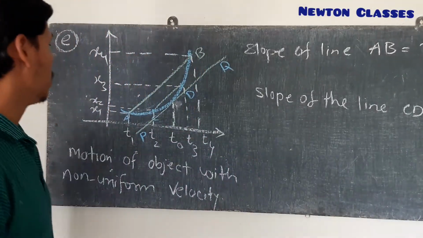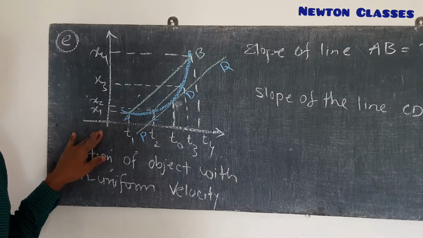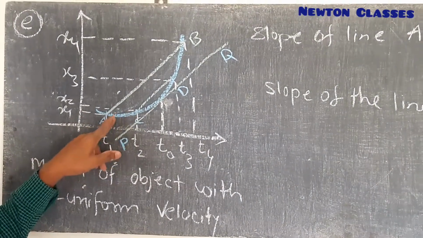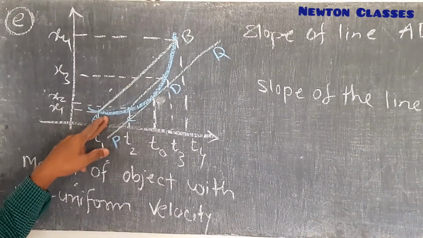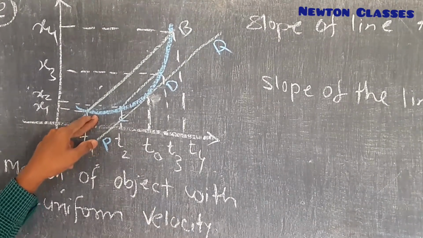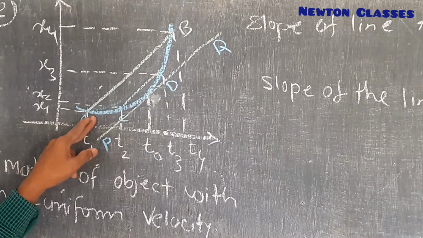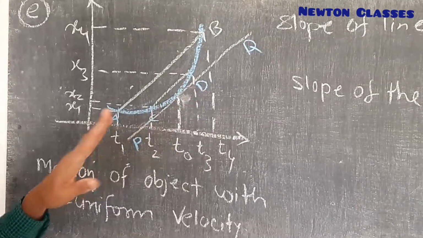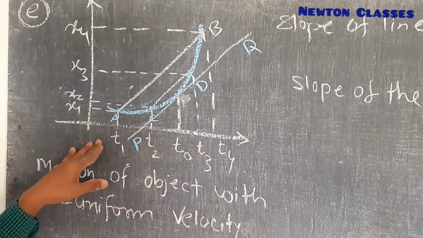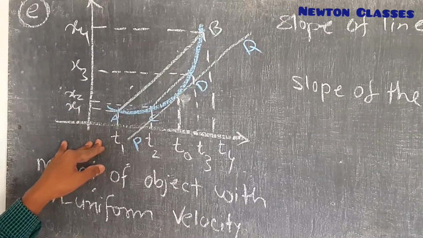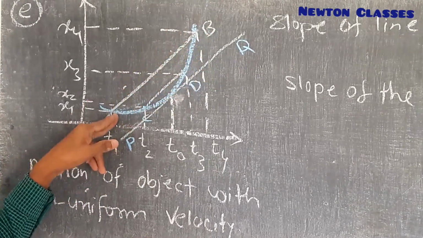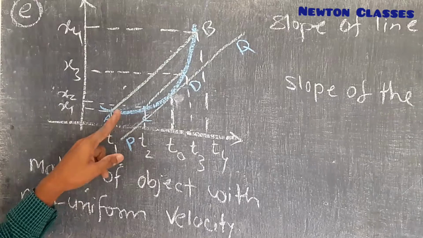Now in the next case we will study the motion of an object with non-uniform velocity. Here the curve is denoted by the blue curve. At each and every point on this curve the velocity is not the same, so it is called non-uniform velocity. Now we will consider 4 points on this curve, A, B, C, D, at the times t1, t2, t3 and t4. First we have to find the average velocity during the time interval from t4 to t1, that is from point B to A. We will draw a straight line which connects the 2 points A and B.